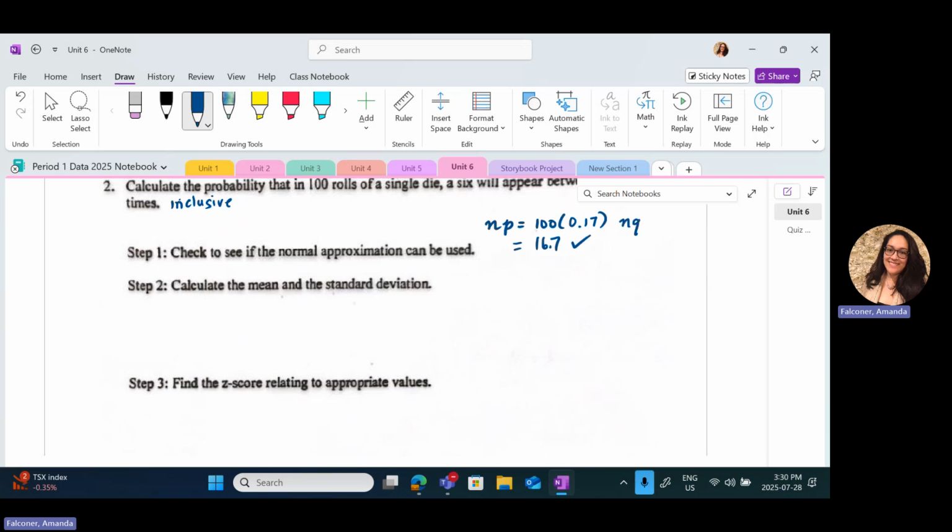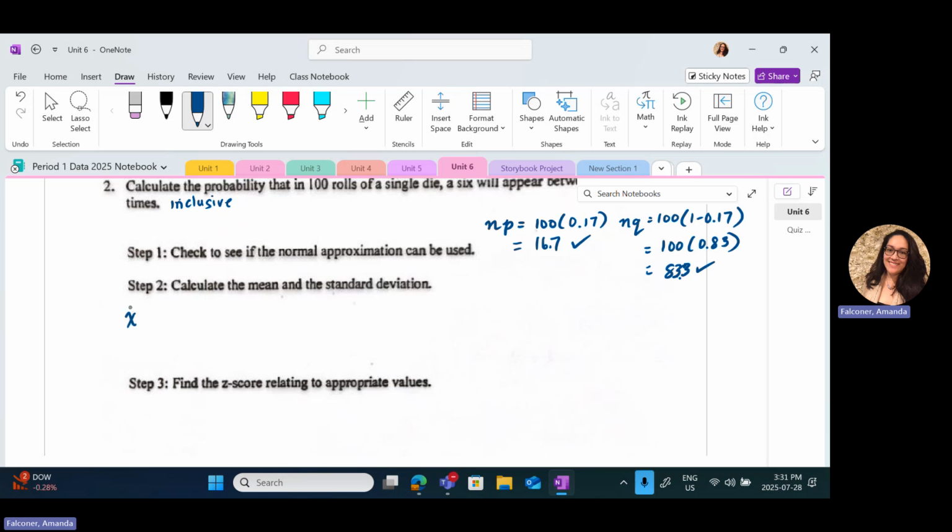And then n times q is going to be 100 times 1 minus 1 out of 6, which is 0.83. So I'm going 100 times 0.83. That keeps going, so I'm at 83.3 repeating. Okay, so that's good to go too, right? Because it's at least 5. So now I'm going to use my formulas. I'm allowed to use normal approximation for this scenario.